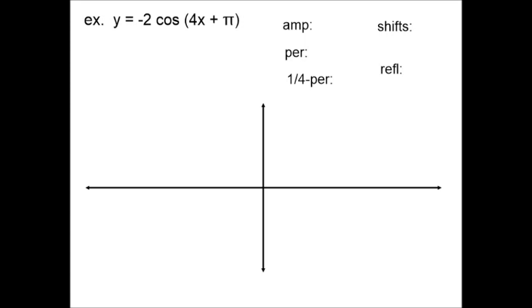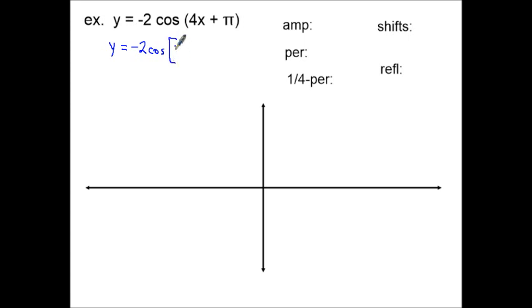Alright, our next example is y equals -2 cosine of 4x plus pi. Here's another one that you might want to rewrite based on your personal preference. We've got negative 2 now cosine, and the reason you might want to rewrite is that 4 right there, because this is going to have an effect on our shift that is present.